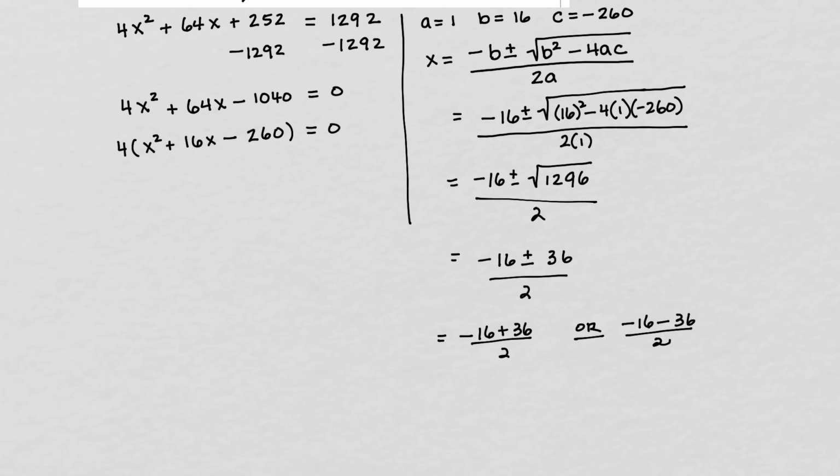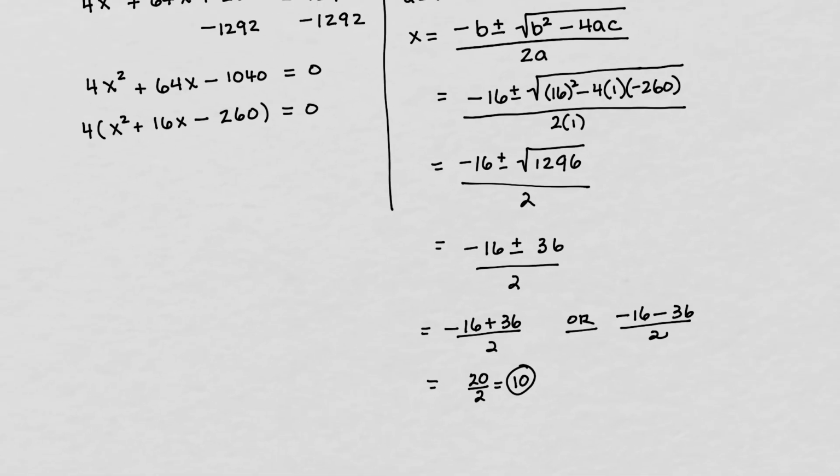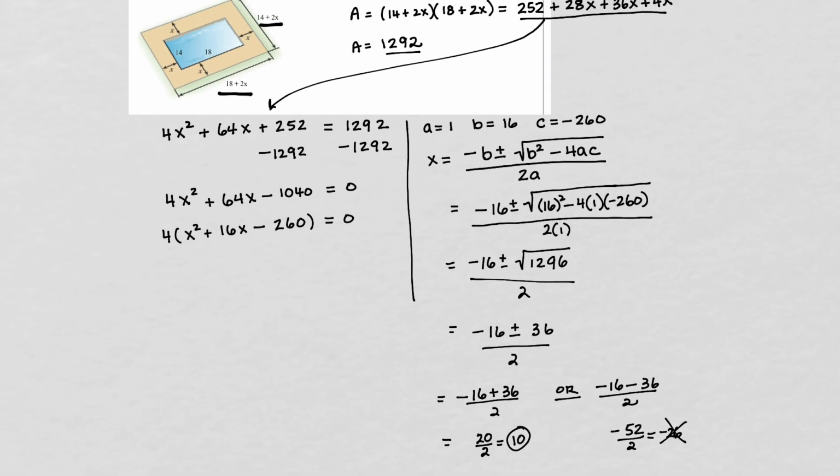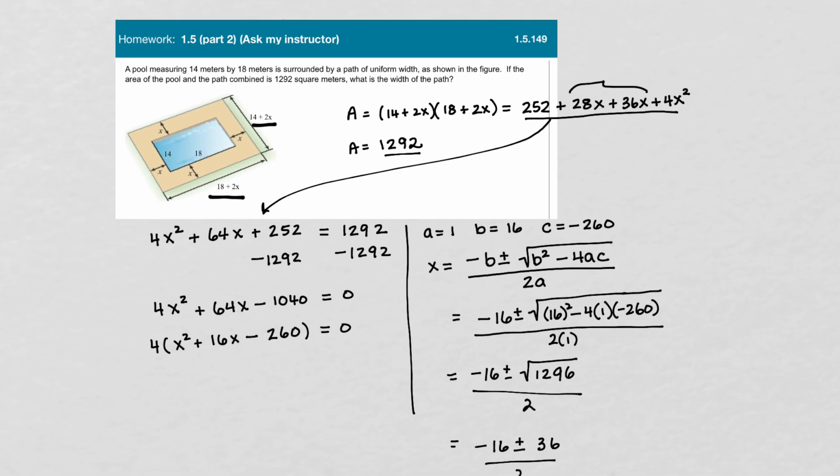But x is the width of our walkway, so we know that has to be a positive value. 36 minus 16 is 20. Divide by 2, and we get 10. So that looks like a good answer. Here, negative 16 minus 36 gives me a negative 52 over 2. So we know that can't be the right answer. It can't be negative 26. That doesn't make any sense in the problem. So the width of our walkway is 10 meters. And that's our final answer.